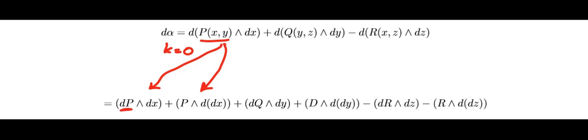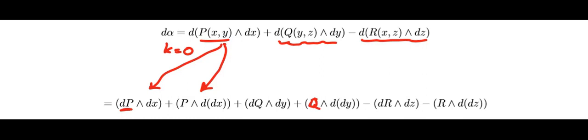And we're going to do the same kind of thing with these other two terms. If I take the derivative of q wedge dy, it's going to give me dq wedge dy, and plus once again, q wedge d of dy. And then minus dr wedge dz, and I multiplied the minus sign into both terms, so we have minus r wedge d of dz.